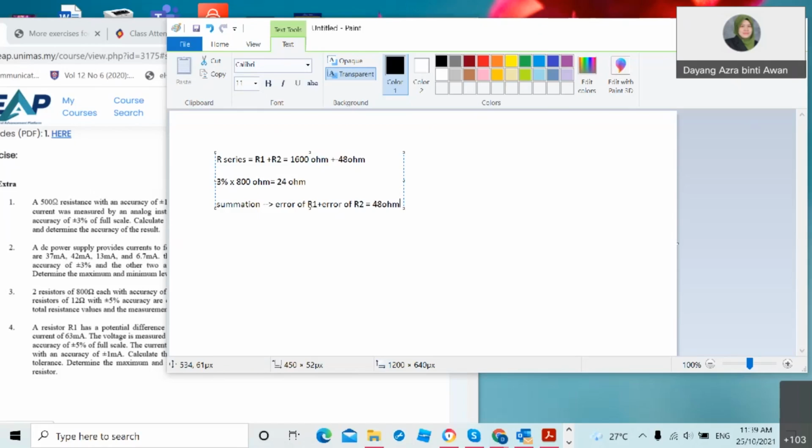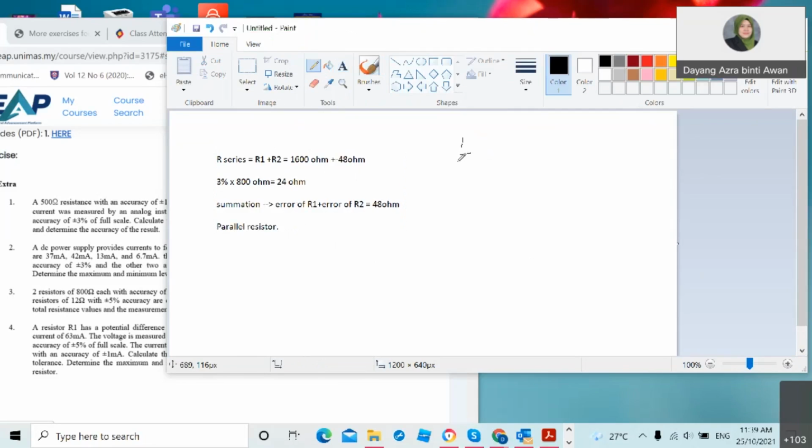Then you go to the parallel. The parallel is the combination. R parallel equals R3 multiplied by R4 divided by R3 plus R4. Do you know the formula to calculate parallel resistors? If you have two in parallel, 1 over R parallel equals 1 over R3 plus 1 over R4.